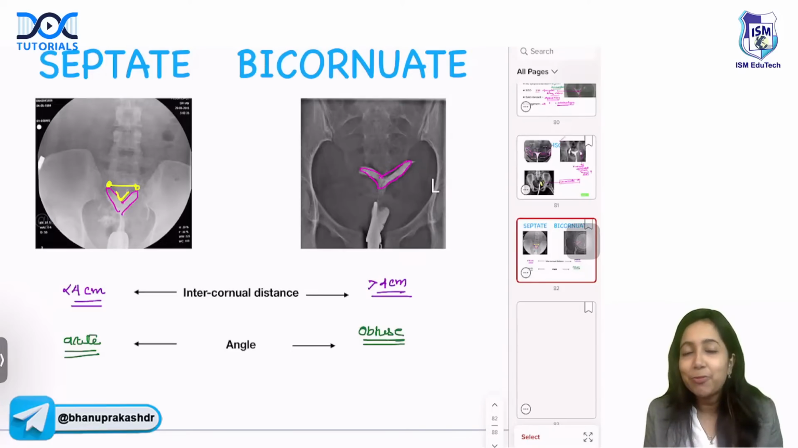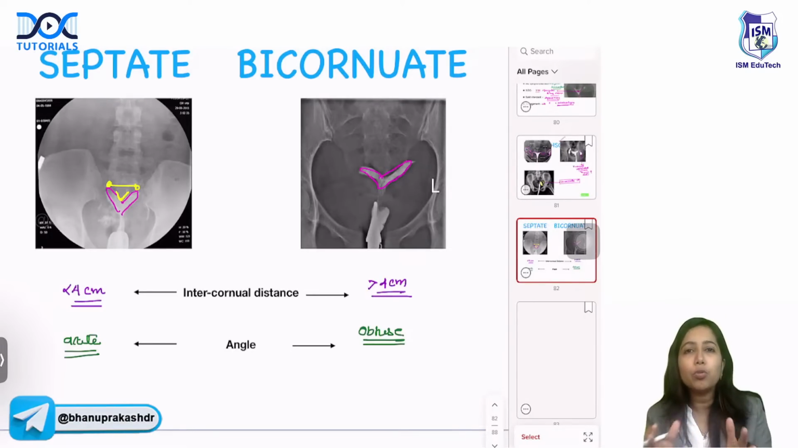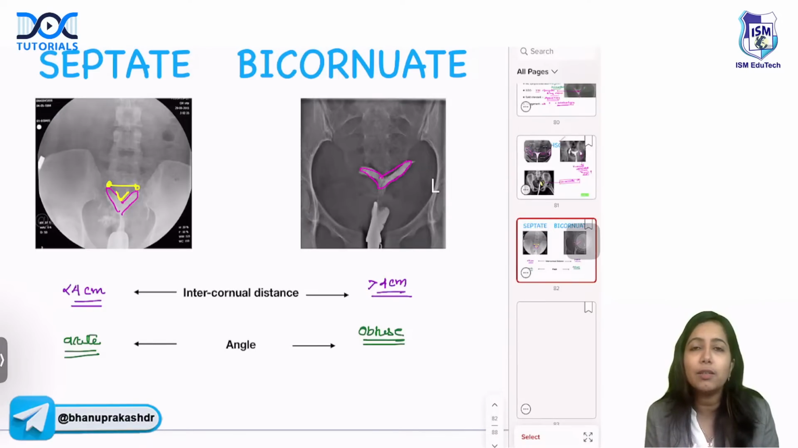So let me be frank with you, even radiologists find it difficult sometimes to differentiate between septate and bicornuate. It's not always very clear, but once they give you an image-based question, it is going to be pretty clear. They won't give you a confusion. You will be able to differentiate by these features. Just look at the angle and the distance between them. If they are further apart and the angle seems obtuse, think about bicornuate. If it is closer and the angle is acute with the intercornual distance less than 4 centimeter, you will think about septate uterus.